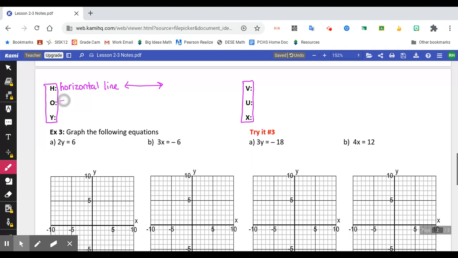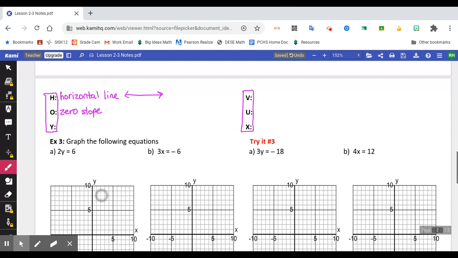This is actually a 0 for zero slope. Okay? And then our Y stands for the equation. So the Y is a Y equals equation, like Y equals 6 or Y equals 2, any type of thing like that. It's a y-intercept because it crosses the y-axis. And you can understand that if it goes left to right, it's going to cross through the y-axis, not the x. Okay? On the other hand, VUX is exactly the opposite.